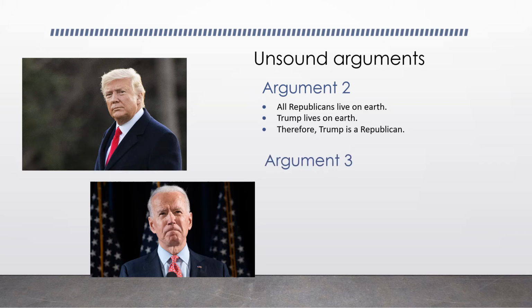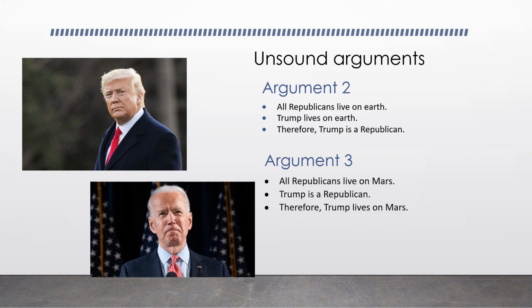We can also have arguments that are unsound because the premises aren't true, even though it might be a valid argument. All Republicans live on Mars. Trump is a Republican. Therefore, Trump lives on Mars. Now, that is a valid argument. The frame of it works just as it should. But the premises aren't all true. Not all Republicans live on Mars. Even though Trump is a Republican, it's a valid argument, but it's not sound because that first premise is not true. Therefore, it is an unsound but valid argument.